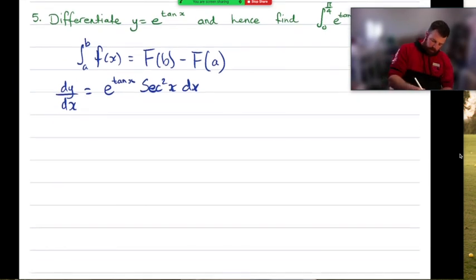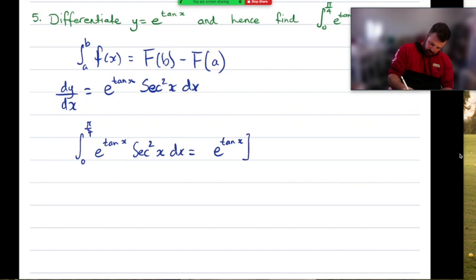So we know that the integral between 0 and pi on 4 of e to the tan of x sec squared x is equal to e to the power of tan of x evaluated between 0 and pi on 4.